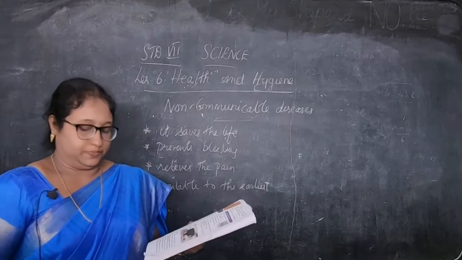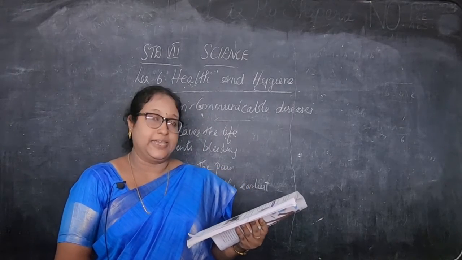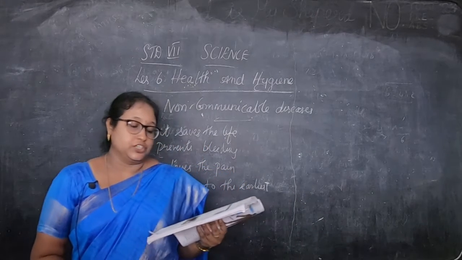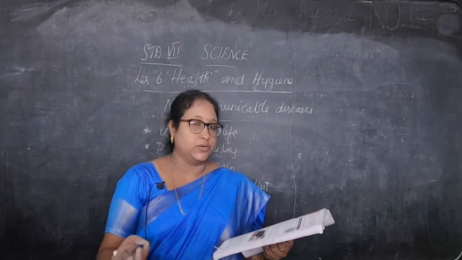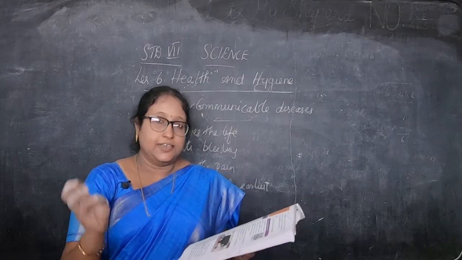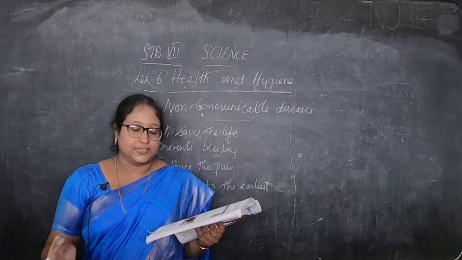Then next is burns. Burns are the tissue damage caused by heat, chemical, electricity, sunlight or nuclear radiation. So the tissue damage happening in your body, whether by heat, or either chemical or any electricity, sunlight or nuclear radiation, is known as burns.